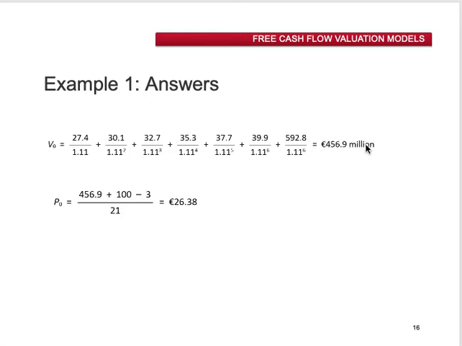Now, if we need to calculate the stock price, we're going to use this equation: enterprise value 456.9 plus the excess cash less the interest paying debt. Of course, this will give us the market capitalization, so the market value of the equity. We divide that by the number of shares outstanding, which is 21 million. So the market cap divided by the number of shares outstanding gives us a stock price of 26.38.